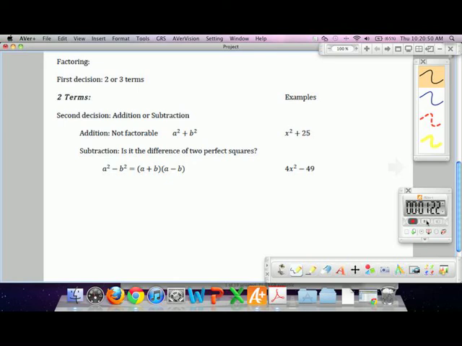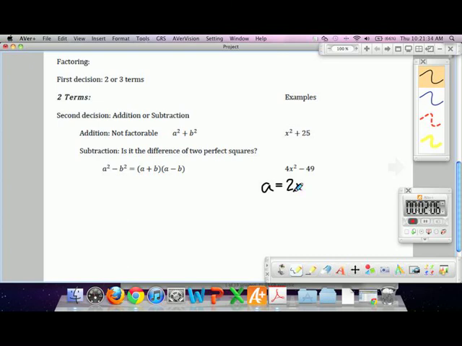Okay? If you have 2 terms and they're being subtracted, however, now we might be in business. If we can write them as what's called the difference of 2 perfect squares, then we can factor them with a pattern and go really quick. So for example, 4x squared minus 49, those are 2 numbers that are what are called perfect squares. You can multiply something by itself to get each of these 2 numbers. For example, what times itself is 4x squared? 2x. Right? So in this case, our first perfect square, or I'll call it A, is say 2x. 2x times itself is 4x squared.